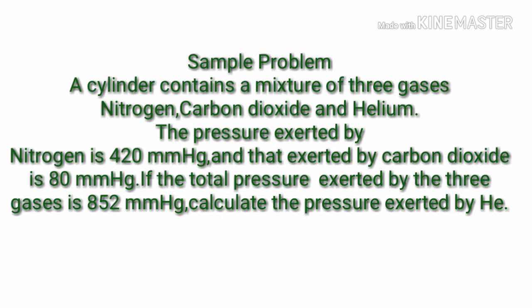Pressure is independent of the identity of the gases, but related to the abundance of the individual gas. So for that, let us have a sample problem. A cylinder contains a mixture of three gases: nitrogen, carbon dioxide, and helium. The pressure exerted by nitrogen is 420 millimeters of mercury, and that exerted by carbon dioxide is 80 millimeters of mercury. If the total pressure exerted by the three gases is 852 millimeters of mercury, calculate the pressure exerted by helium.